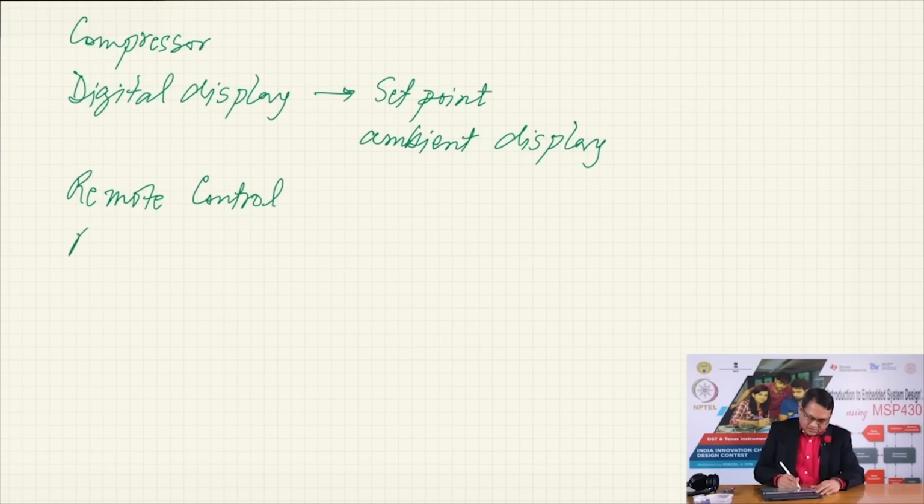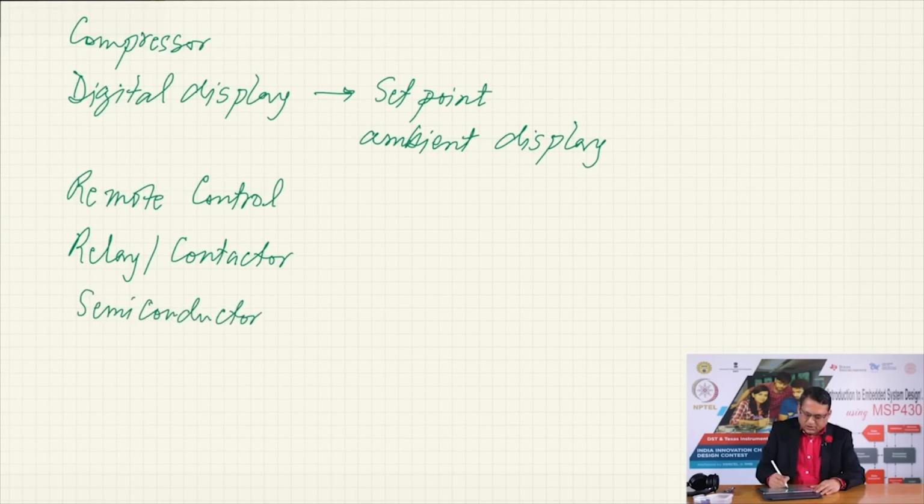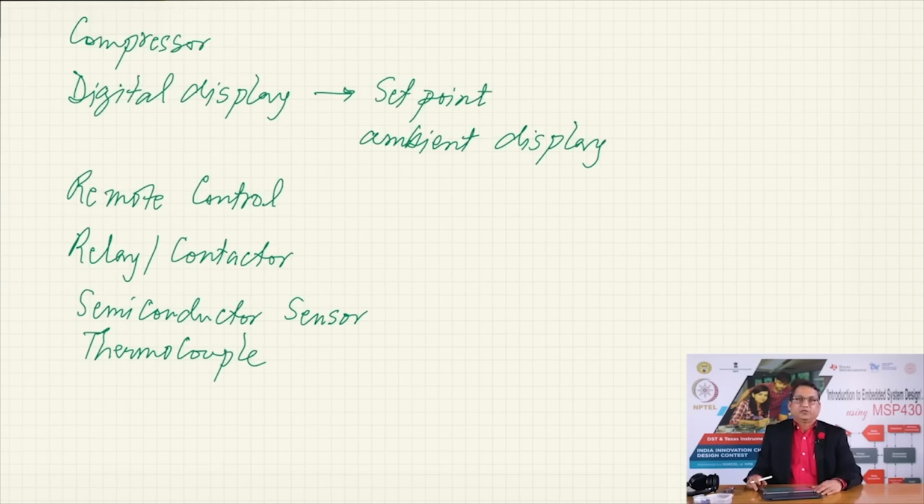Also, it has the same relay or contactor, and for the temperature measurement, it uses a semiconductor sensor or a thermocouple. And so, given the additional features that you expected the air conditioner to offer, it was imperative that you embed a computer in the air conditioner so as to offer all these features. So, having an embedded computer in an air conditioner to get better performance is quite justified.